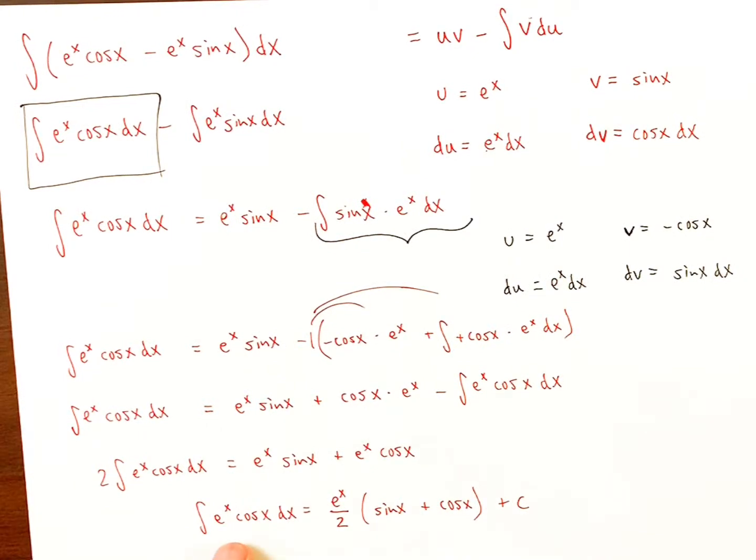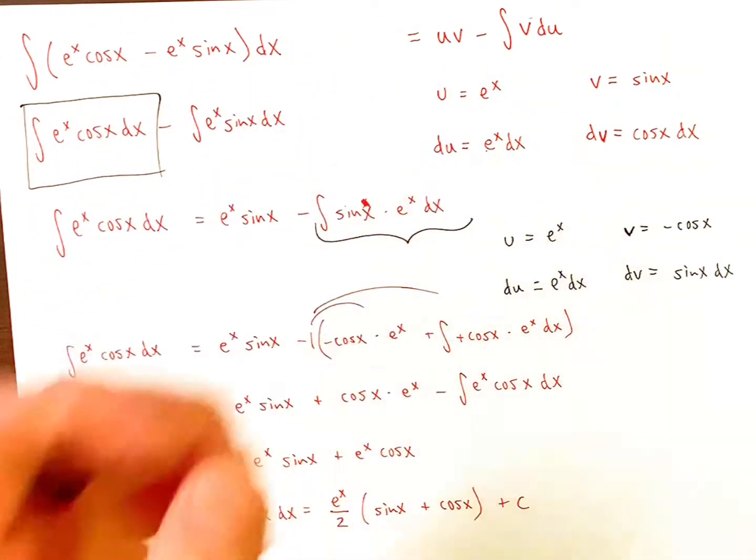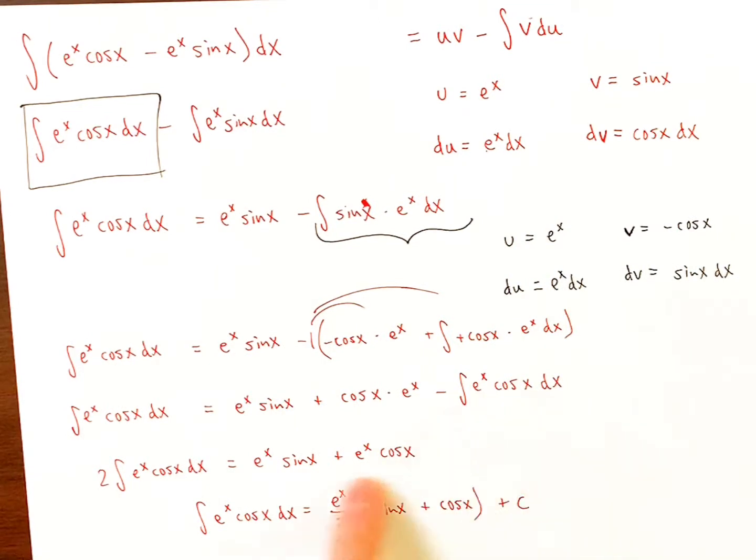So notice that we found what we were looking for, but we sort of found it in a very circular fashion. We needed 2 setups of integration by parts. We added this to this side, and then we divided by 2. So that's how a lot of times these problems work out.